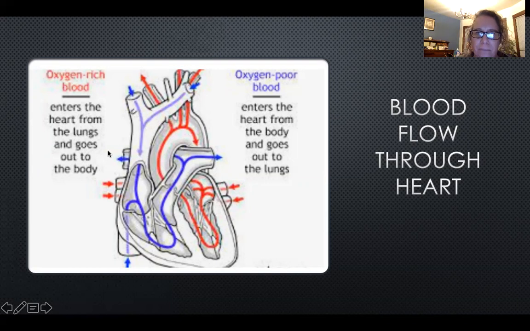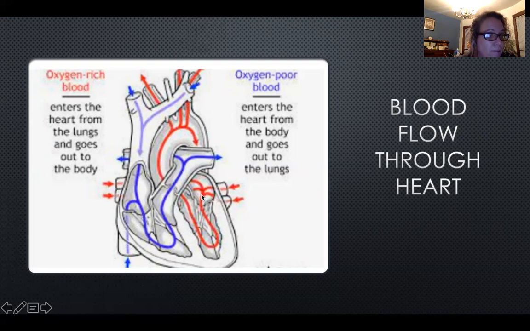At the lungs, we are going to exchange oxygen and carbon dioxide at the capillary level in the alveoli. Basically, oxygen will diffuse into the blood and carbon dioxide will diffuse out of the blood, and we'll breathe out the carbon dioxide. And then the blood is going to return back to the heart. It comes back to the heart through the pulmonary veins, and once it does that, it's going to dump into the left atrium.